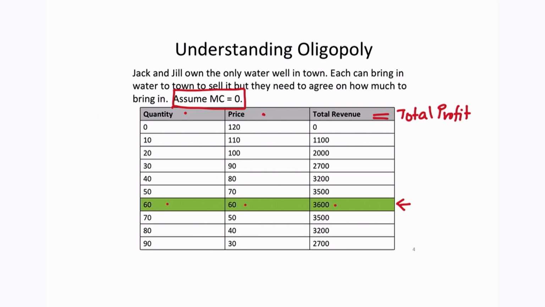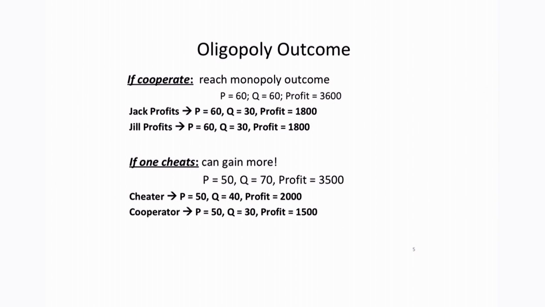They're going to split this evenly, so that Jack is going to produce a quantity of 30 units of water and Jill is going to produce a quantity of 30 units of water, each of them charging a price of $60. Now, if they cooperate, they can reach the monopoly outcome. The price is 60, the total quantity of water is 60 gallons, and the total profit that they can make is $3,600. Jack's profits, therefore, will be $1,800, price times quantity, and Jill's profits will be $1,800.